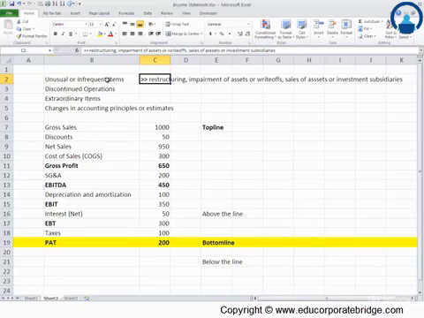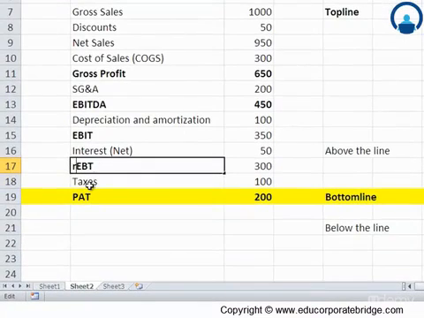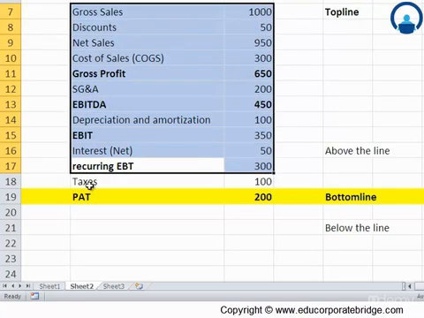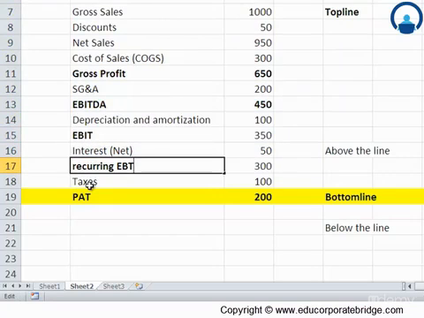Now that we have understood what this actually means, how are they included? These items are actually included above the line. So above the line means it will come above the PAT. The place where you will find this item is actually below the EBT. So above the bottom line for sure, but this is below EBT. I will rename this EBT as recurring EBT, because all the items which were above this are recurring in nature. So that's why this EBIT is called operating profit, and this is earnings before tax.